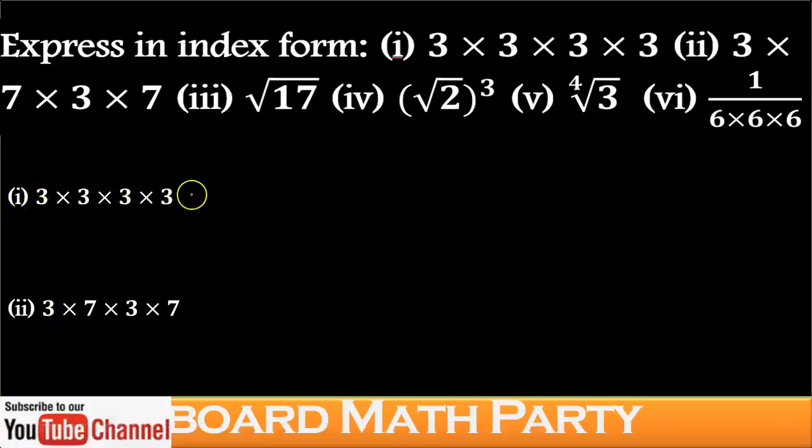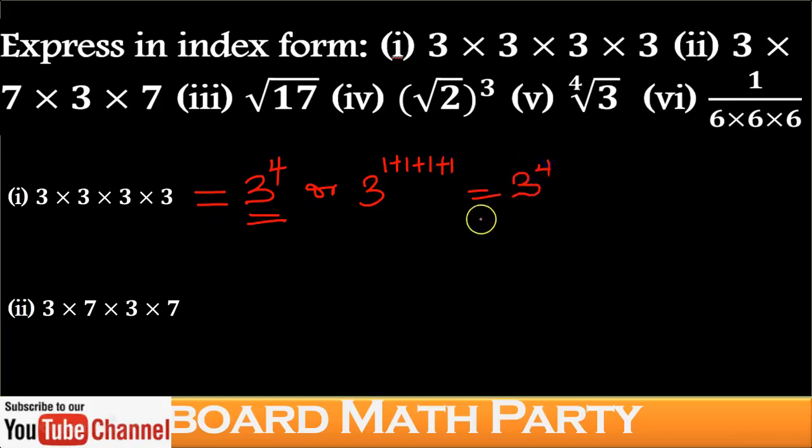To express this in index form is really easy, because to multiply 3 four times simply means write one 3, because all the bases are the same, and put a 4 on it. That's it. 3 raised to the power 4. That's the answer. Another simple way to express something like this is to say that since each of the 3s is to the power of 1, we're going to say 3 to the power of 1 plus 1 plus 1 plus 1, because there are 4 3s. That is also going to leave you with the same answer, 3 to the power of 4. So whichever way you do it, you will end up with the answer 3 to the power of 4.